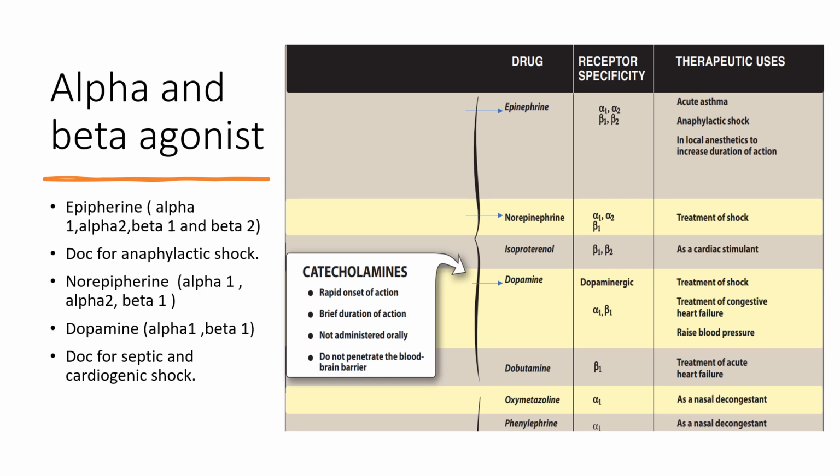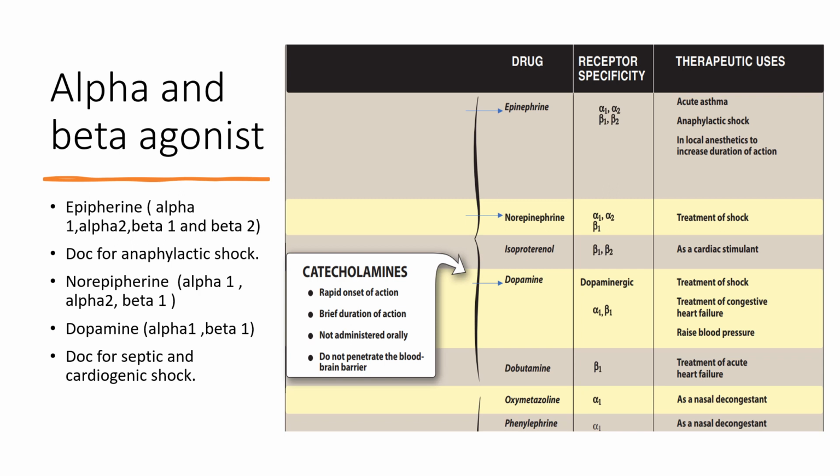Okay, so we have now alpha and beta agonists. These drugs will stimulate the alpha as well as the beta receptors. So we have epinephrine, norepinephrine, and dopamine. Epinephrine stimulates alpha 1, alpha 2, beta 1, and beta 2. And this is the drug of choice for anaphylactic shock.